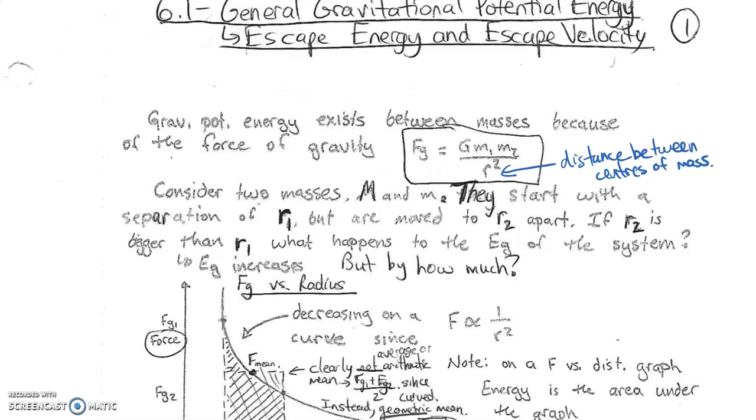If we consider two masses, let's consider one that's much more massive than the other: capital M for the bigger one and small m for the smaller mass. Maybe you and the Earth, or a spaceship and the Earth. They start with a separation of r1, and they move apart to a separation distance of r2. If r2 is bigger than r1, what happens to the gravitational potential energy of the system? Intuitively, we would say the gravitational potential energy is increased. But the question we're after is by how much.